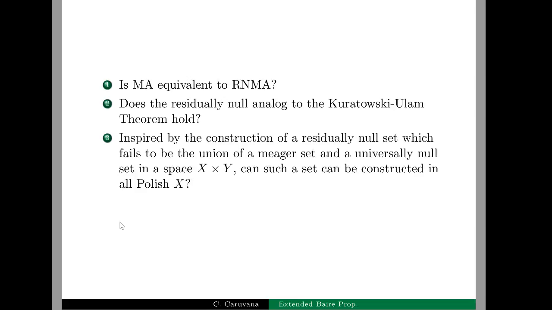And earlier we constructed a subspace of a product which can't be written as the union of a meager set with a universally null set. Can a similar construction, or maybe just any construction, work in general Polish spaces? Is the residually null ideal always strictly larger than that? Well, as long as universally null non-meager sets exist, you can always build something which is residually null but not the union of a meager set with a universally null set.